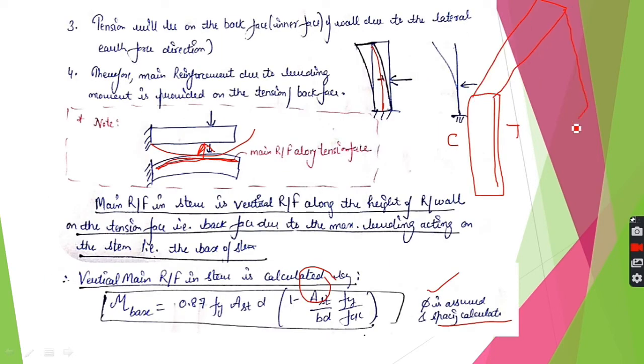If this is the stem continuing in this direction, then this reinforcement will be provided vertically on the back side only. So these two phrases are very important: along the height of the stem and on the back side. This is the reinforcement due to the cantilever moment on the stem, and this is the spacing between these two reinforcement bars which we calculate here. So I hope this is clear to you.